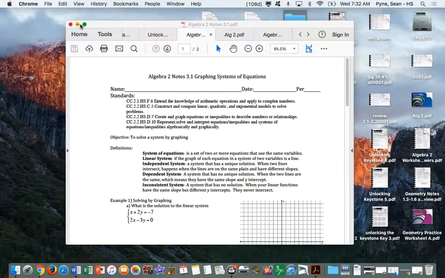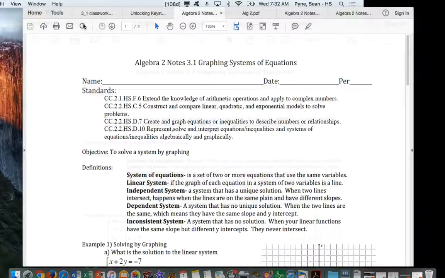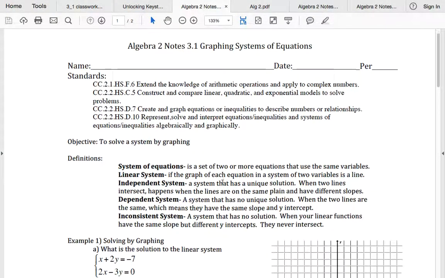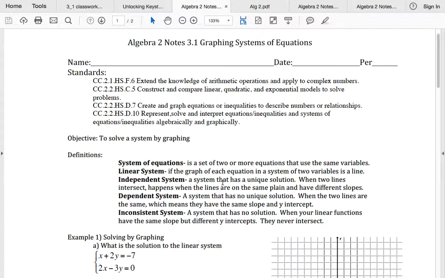All right, so looking at notes 3.1, graphing systems of equations. What do you think it means when it says systems? Yeah. Multiple. Now, we're going to be focused on only two, all right? But you can definitely graph more than two.